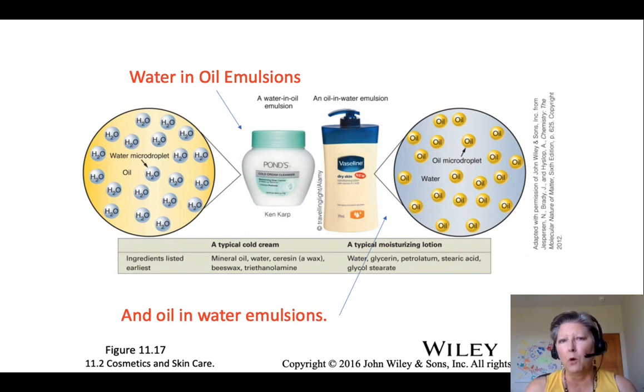Whereas the Vaseline on the right, the first ingredient is water, and it says water, glycerin, which we've seen the structure of before. Petrolatum is Vaseline. So this is kind of a heavy hydrocarbon, higher molecular weight, not very volatile. This is kind of a heavy moisturizing cream. And then there's other things in there that are going to emulsify the oil droplets in water. But with water as the first ingredient, that's the continuous phase, and you would be applying water with some oil in it versus the other way around.